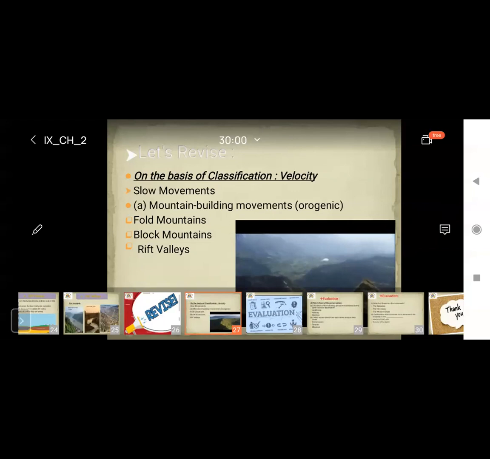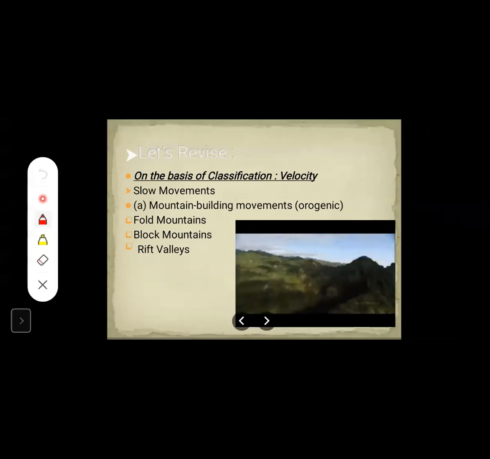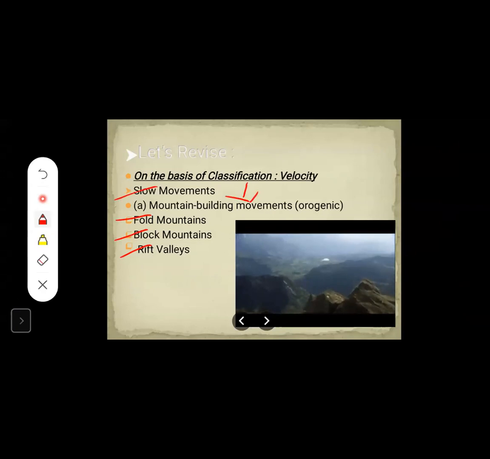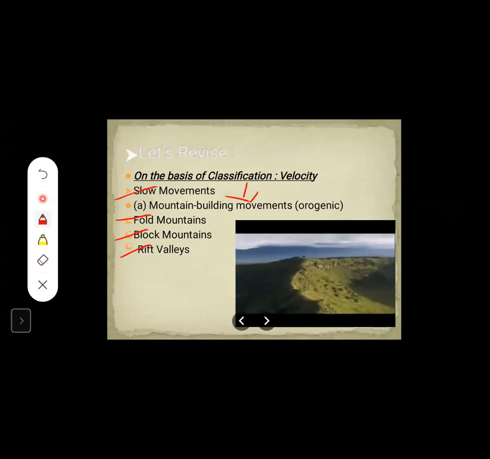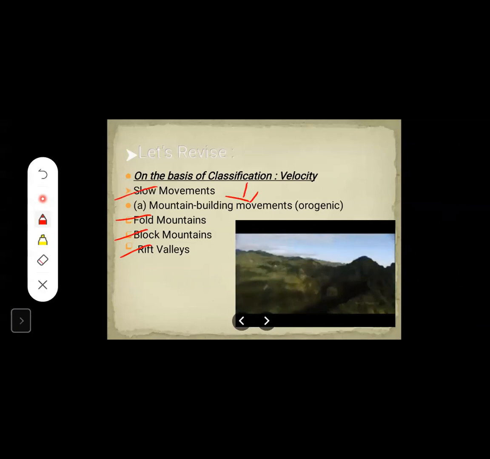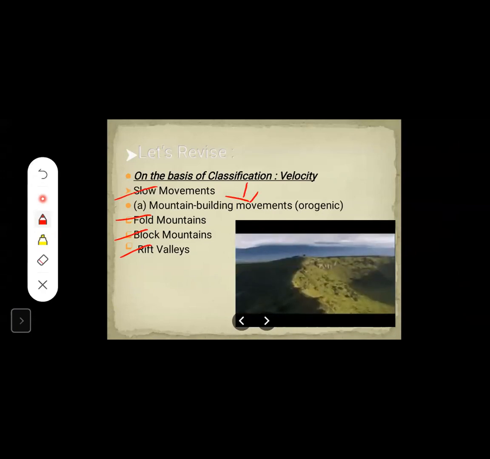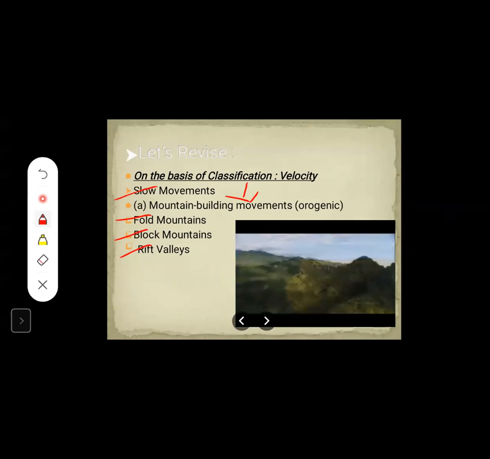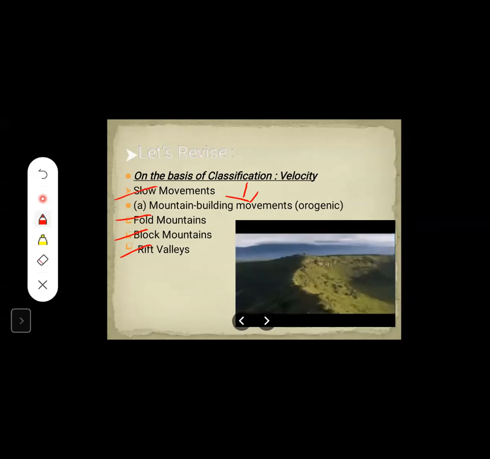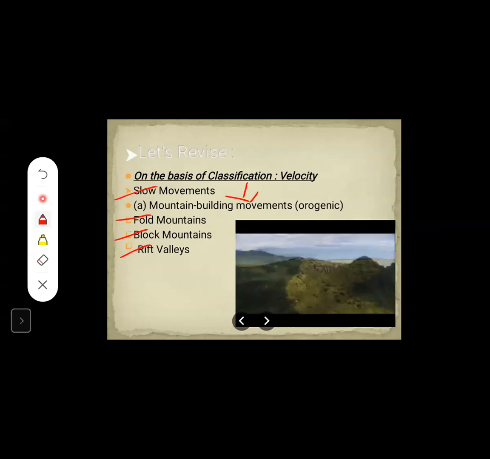See, we have studied till now about these 3 points. We have studied these 3 points in the slow movements. And then after that, we are going to learn about the sudden movements. Yes, the movements which occur suddenly on the earth surface, that we are going to learn. Yes, in this slow movements and sudden movements.